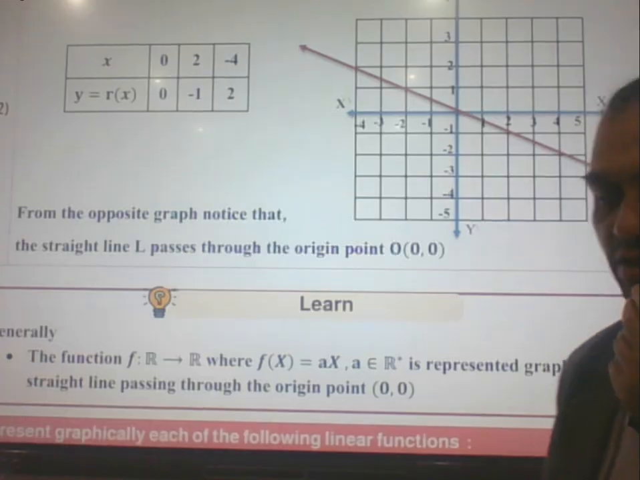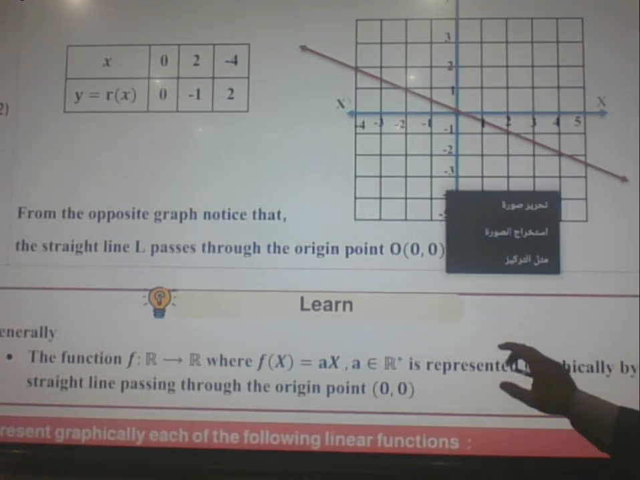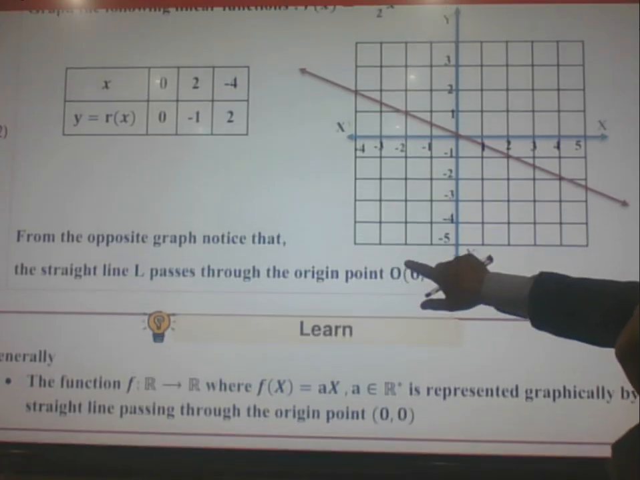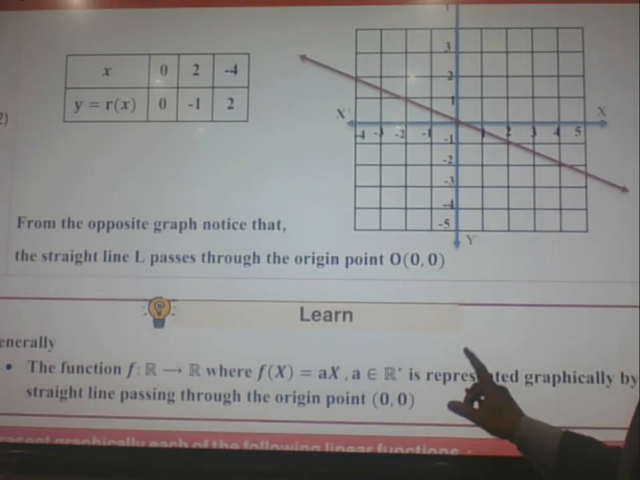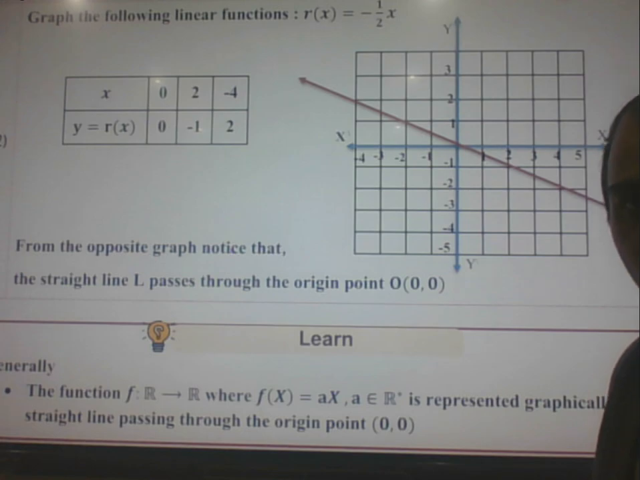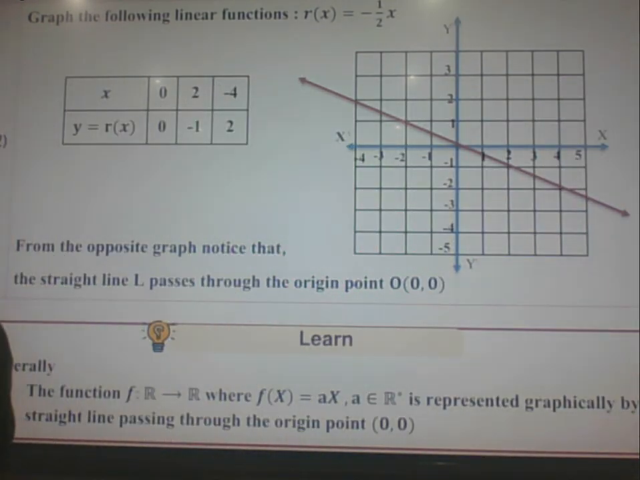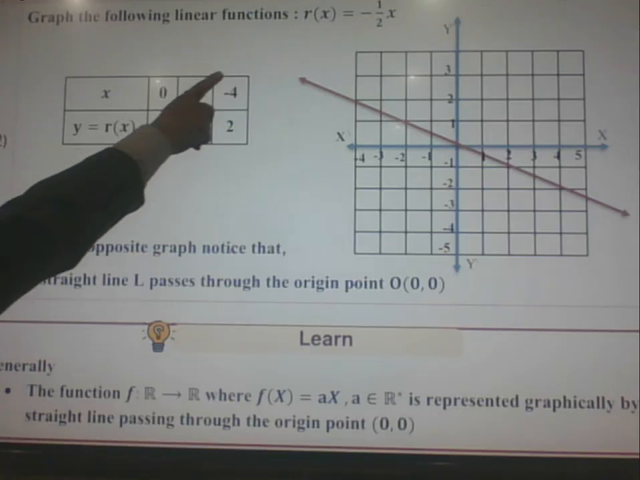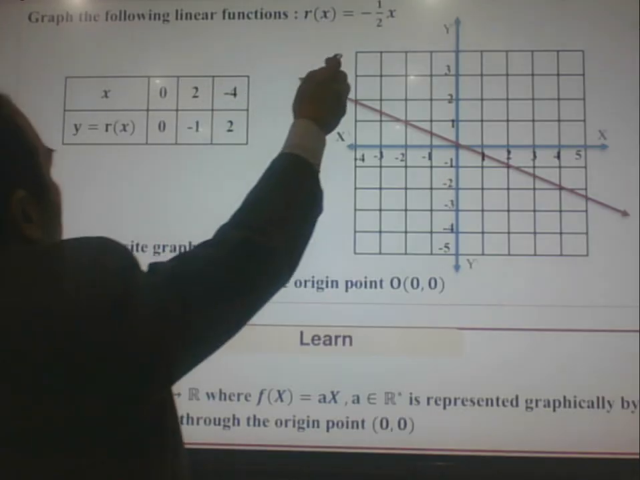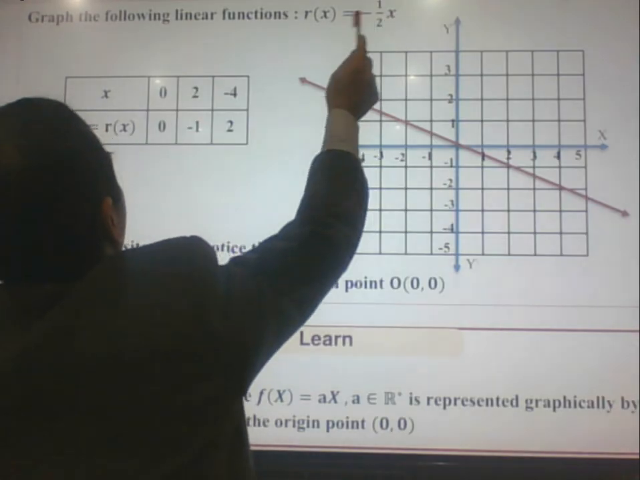Now we have another question like this. We have here this question. Look, the function f of x equals r of x. You can see here r of x equals negative half of x. So we can draw this straight line by putting in values of x and finding the image. Put x equals 0: negative half times 0 equals 0. Put 2: negative half times 2 equals negative 1.